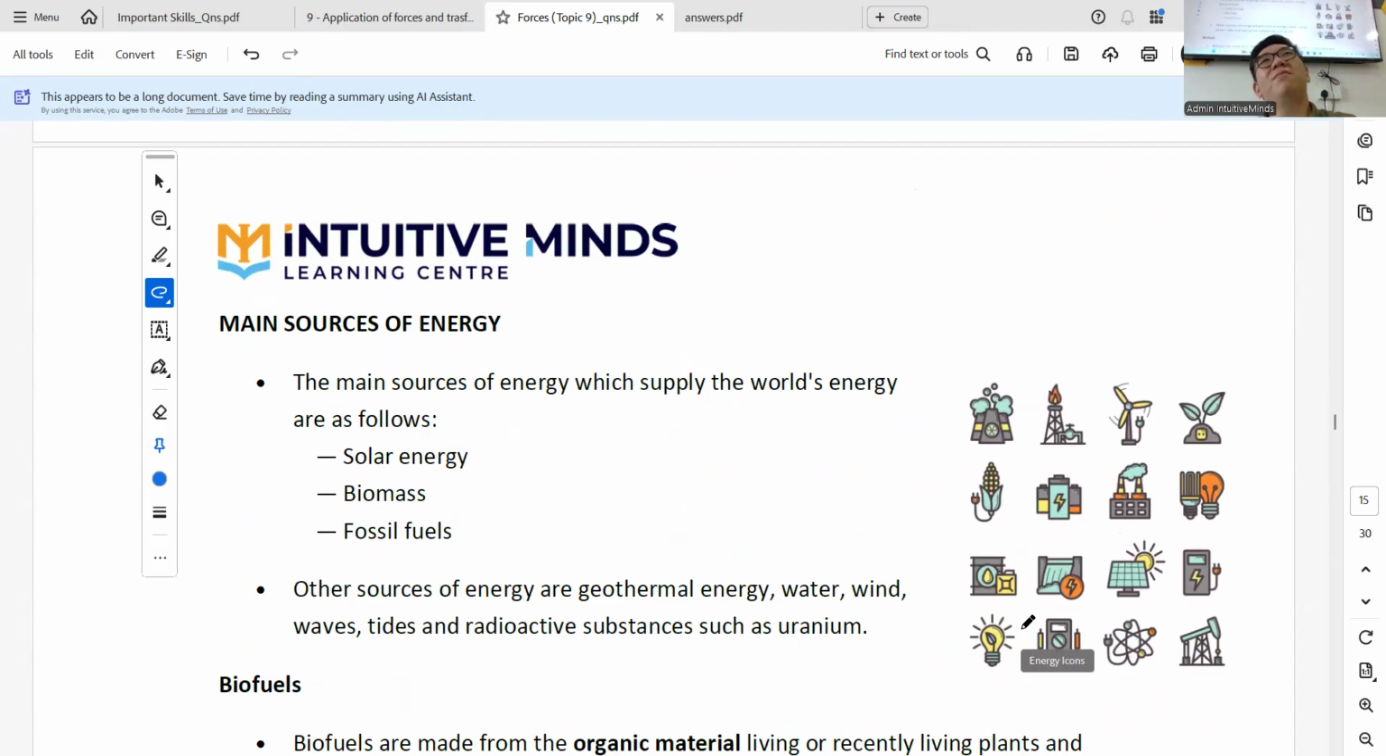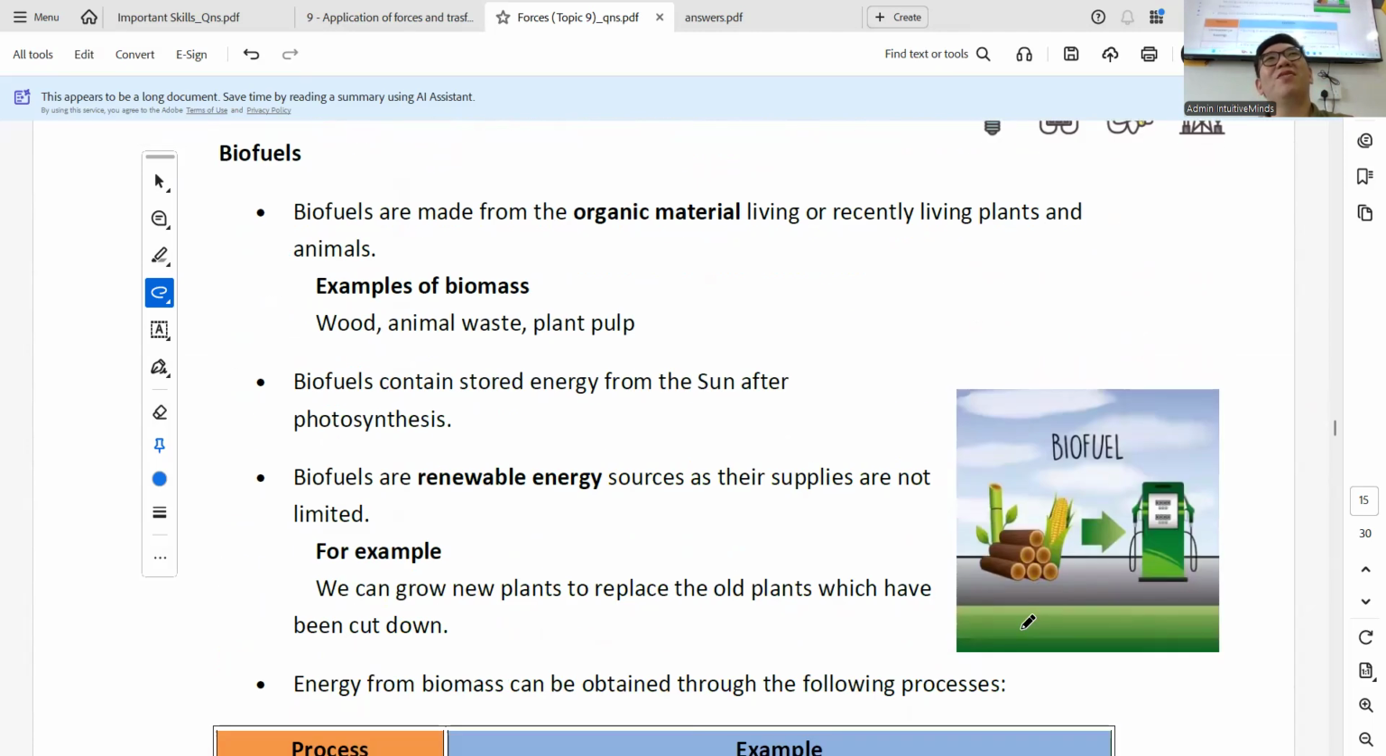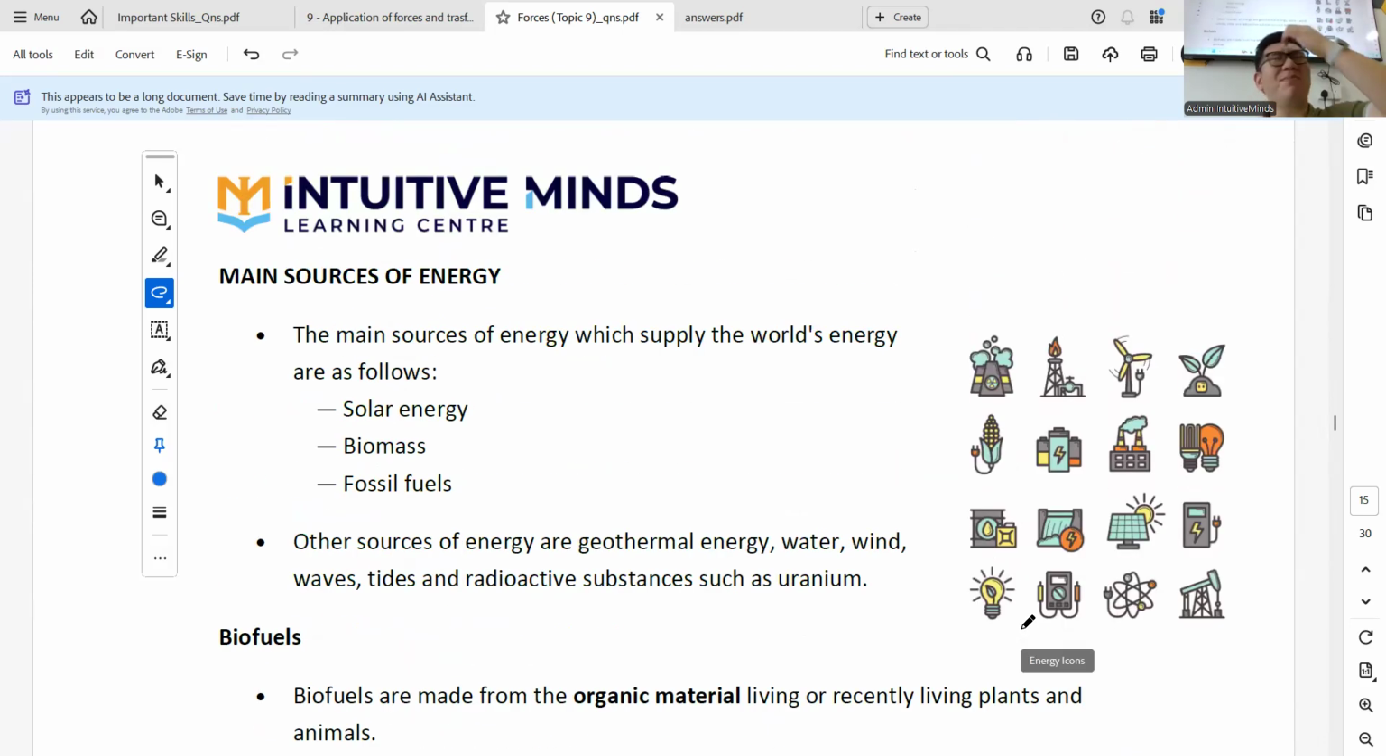The next part is more of reading lah, bedtime reading. So I'm sure you may have seen some of this in your primary school. So let's go through. There are different types of energy sources in this world. There's solar energy, there's biomass, there's fossil fuel. Okay. There are also others like water, wind, radioactivity.